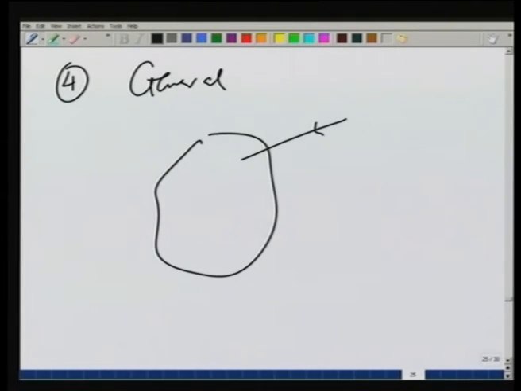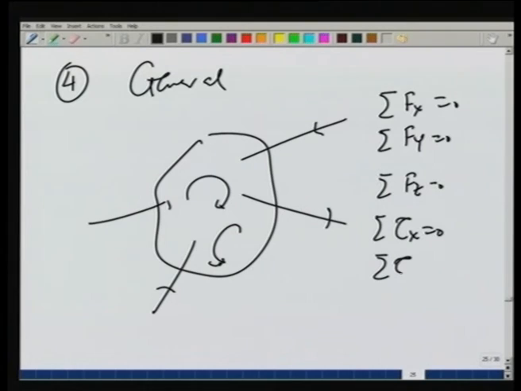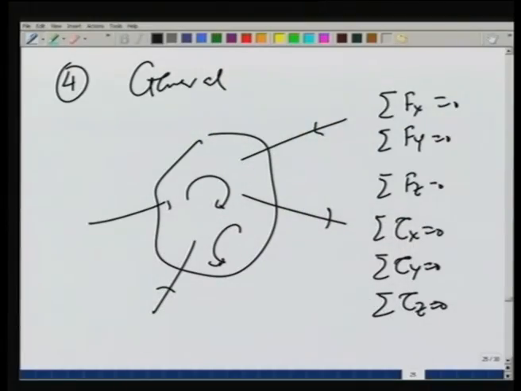If there are all sorts of forces and all sorts of torques applied, in that case of course, we have summation f x is equal to 0, summation f y is equal to 0, summation f z is equal to 0, summation tau x is equal to 0, summation tau y is equal to 0 and summation tau z is equal to 0. That is the most general condition, but what we covered earlier in 3 cases is if the forces are concurrent or they are concurrent on a line or if they are parallel, some of these conditions are automatically satisfied and we need not worry about them.